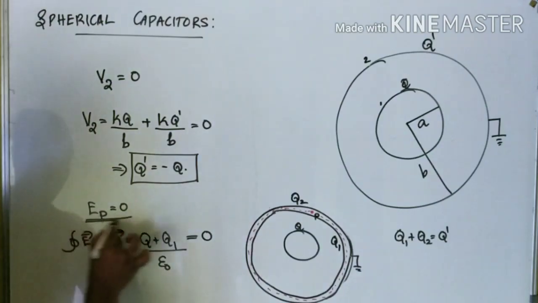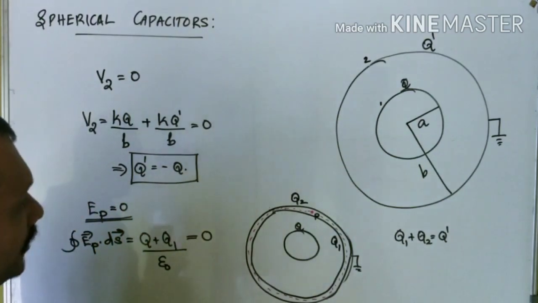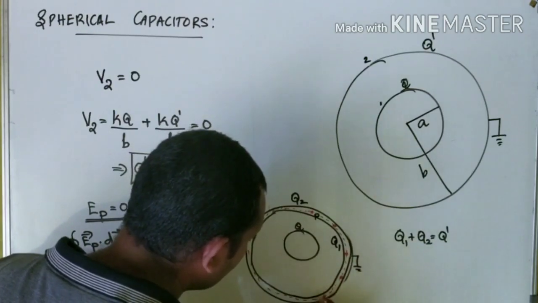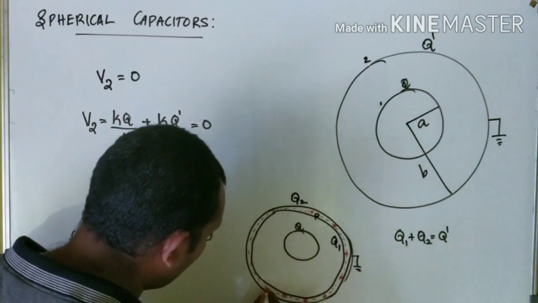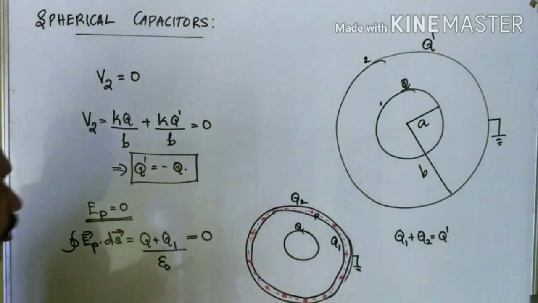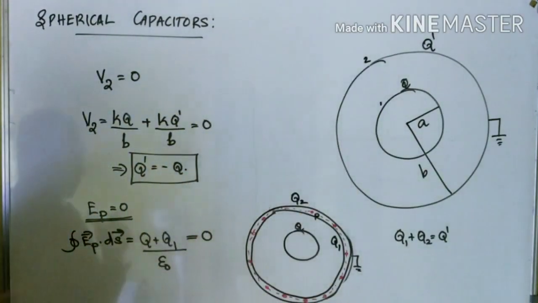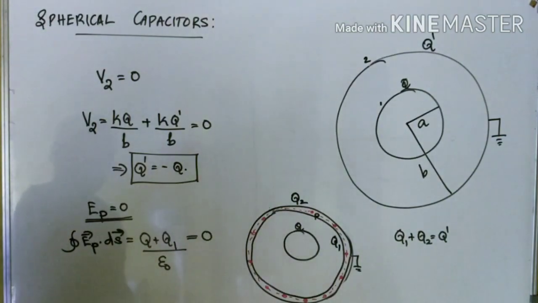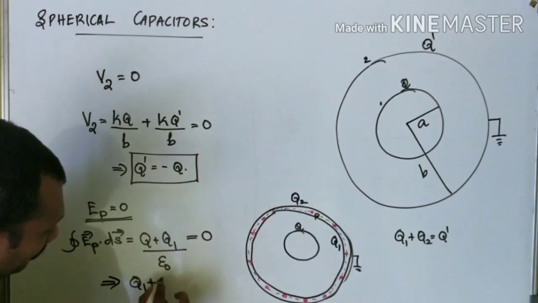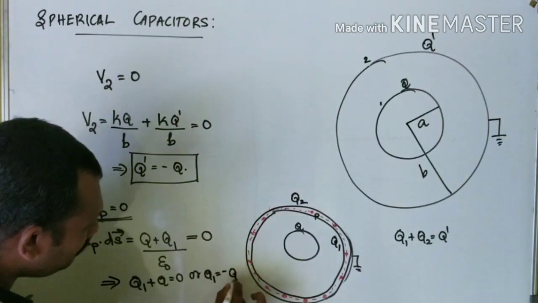Why? Because the electrostatic field at P is equal to 0. Not only at P, if you take any point on the Gaussian surface, the electrostatic field at every point on the Gaussian surface is equal to 0, which means Q1 plus Q is equal to 0, or Q1 is equal to minus Q.